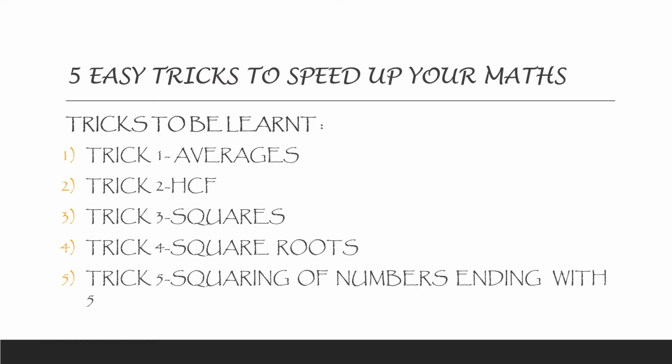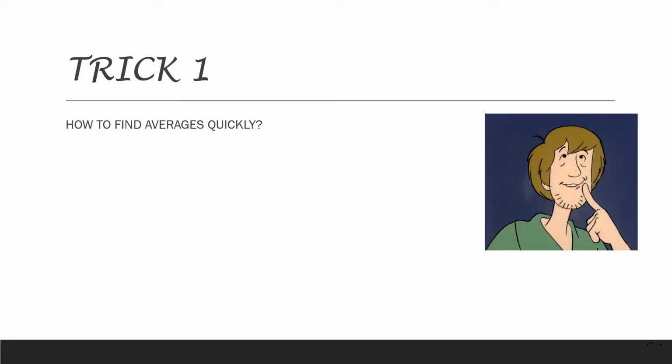So the tricks that will be learned in this video are 5 tricks. The first trick is averages, second is HCF, finding HCF of numbers. Trick 3 is squares, like squaring of numbers. Trick 4 is square roots, finding the square root of any of the numbers. And trick 5 is squaring of numbers ending with the digit 5. So let's start. Trick 1, how to find averages quickly.